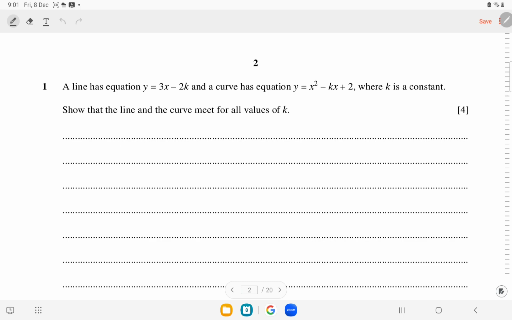The first question says that a line has equation y equal to 3x minus 2k and a curve has equation y equal to x square minus kx plus 2, where k is a constant. Show that the line and the curve meet for all values of x. It is stated for all values of x, which means for all real values.